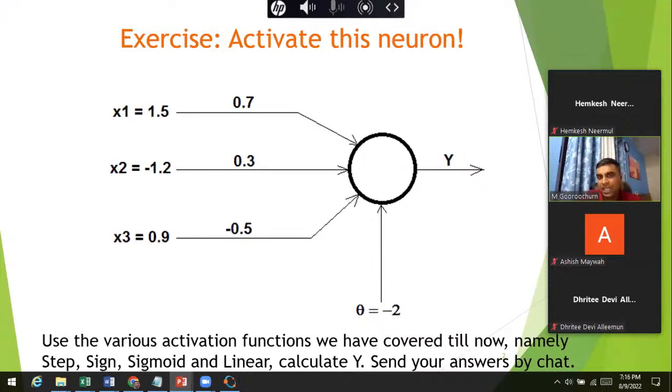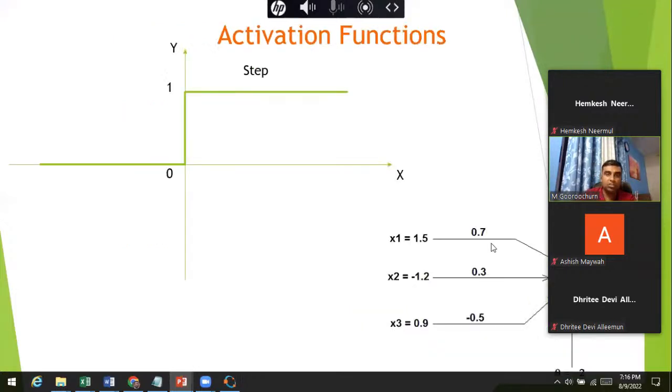Let's try to do a simple calculation. Let's say you have a neuron like this with 3 inputs, and the values are given here, and the weights as well. Remember, these weights are actually the intelligence in the neuron, because they decide how much weightage is applied to each of the individual inputs to create a capital X, what we call a weighted sum of your inputs. Then you will always subtract your threshold and apply your activation function. So let's start with a step function. Once you've got your answer, I would be very happy to see your answers in the chat.